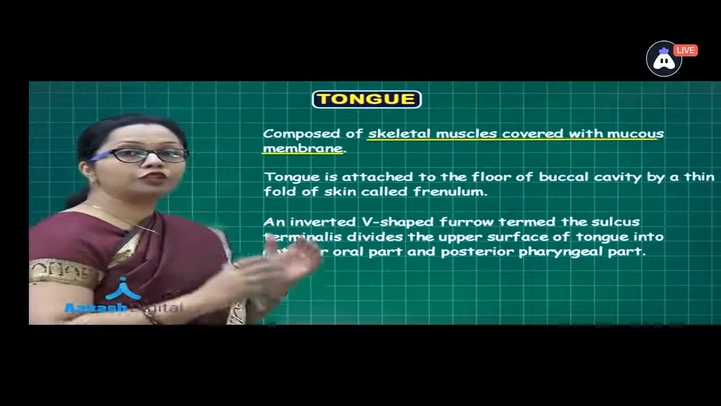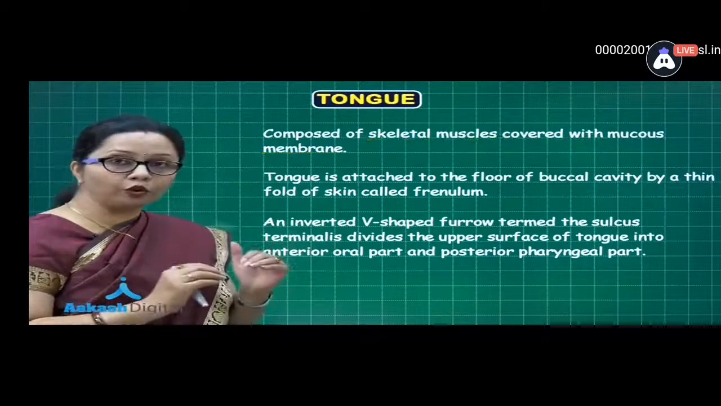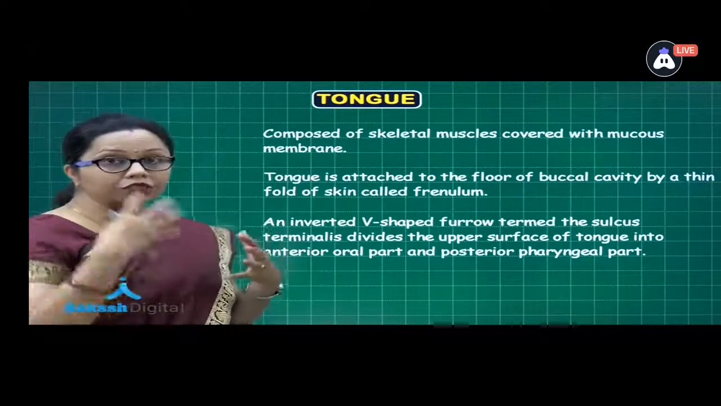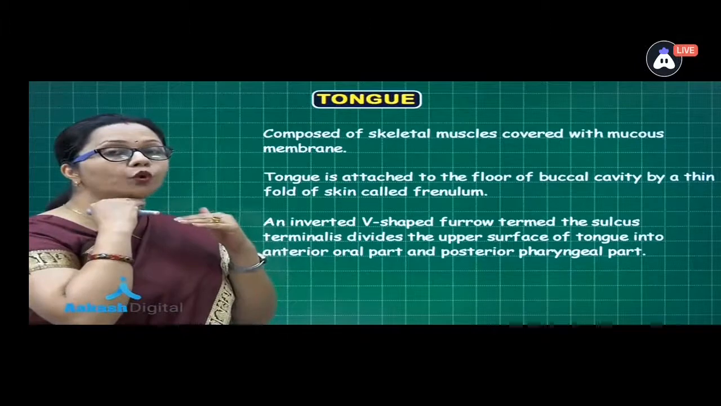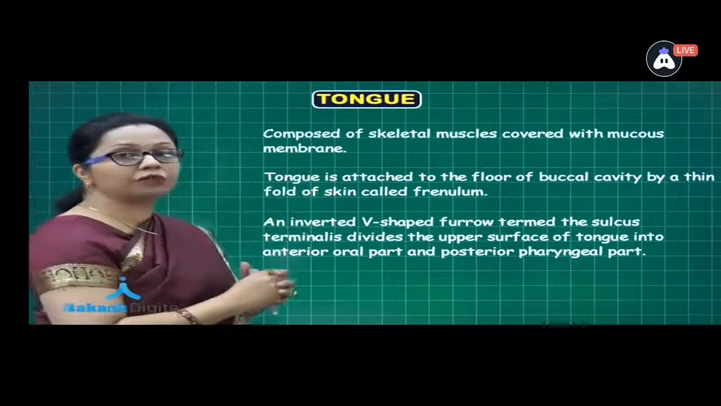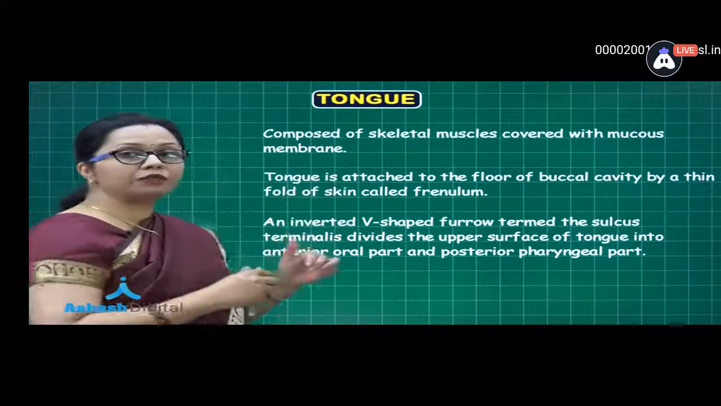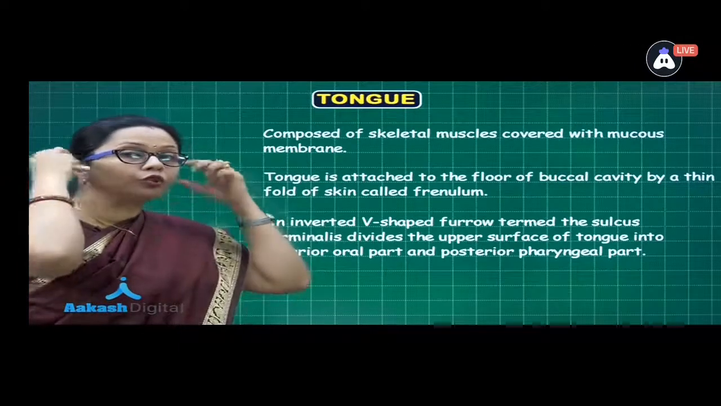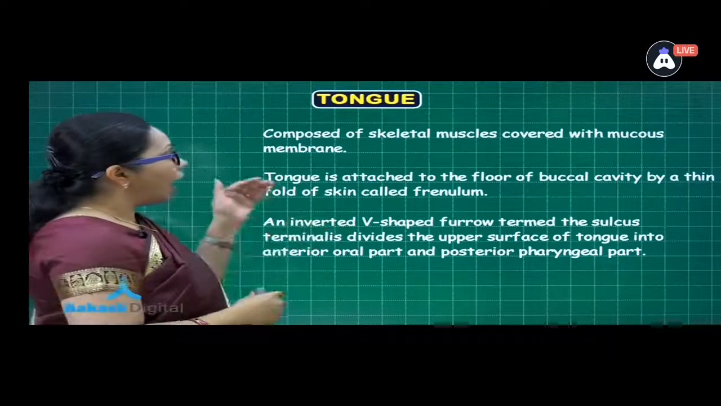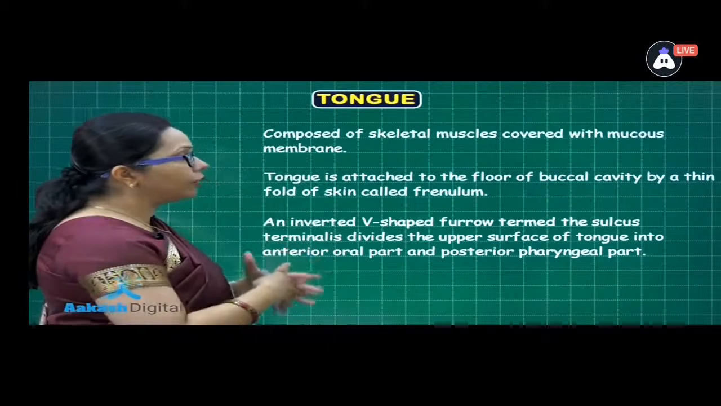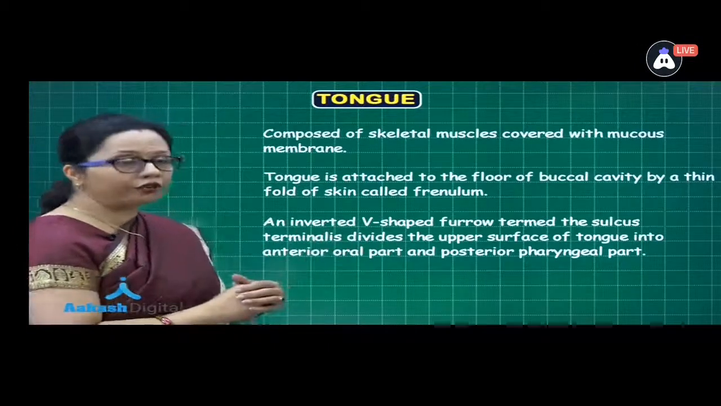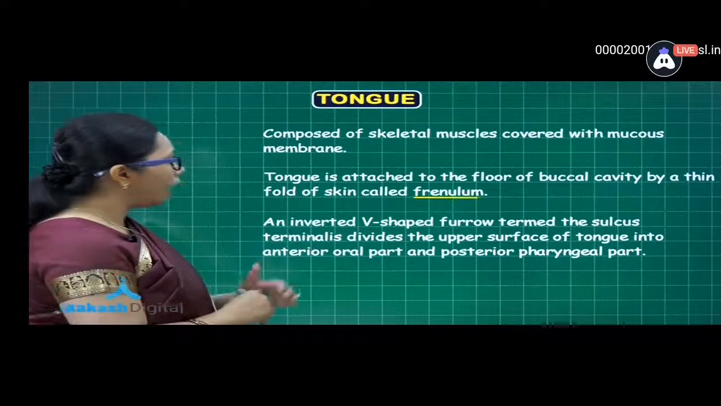These skeletal muscles of the tongue are attached to the hyoid bone, which is part of our axial skeleton, or the skeleton of our skull, and this bone is just above the larynx, and to this hyoid the skeletal muscles are attached. And these skeletal muscles are also attached to the temporal bone, again part of the skull, and the tongue is attached to the floor of the buccal cavity by a thin fold of skin that was just shown here in the diagram, and that was the frenulum.